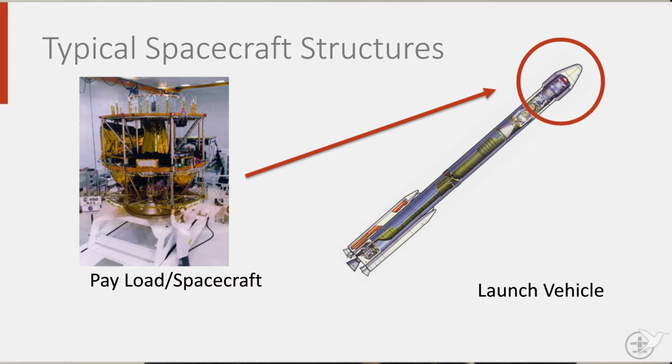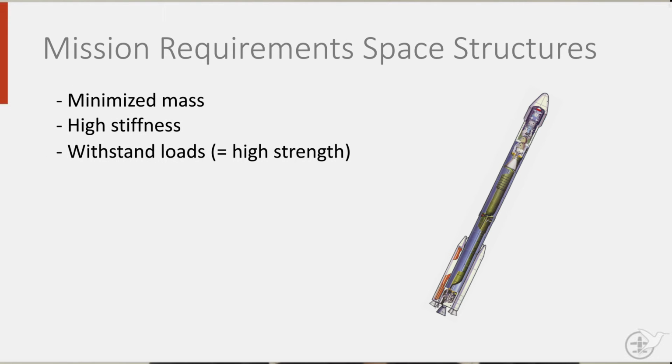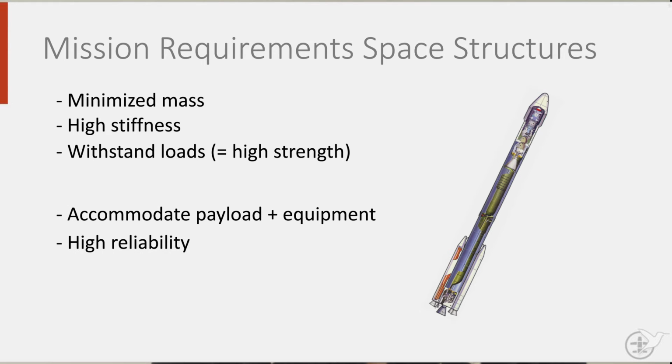In the space industry, the terminology is slightly different. Instead of design requirements, the term mission requirements is used. For spacecraft structures, the following mission requirements are quite common. Structures must have a low mass with high stiffness and high strength. The vehicle must also be able to accommodate payload and equipment and must have a very high reliability.